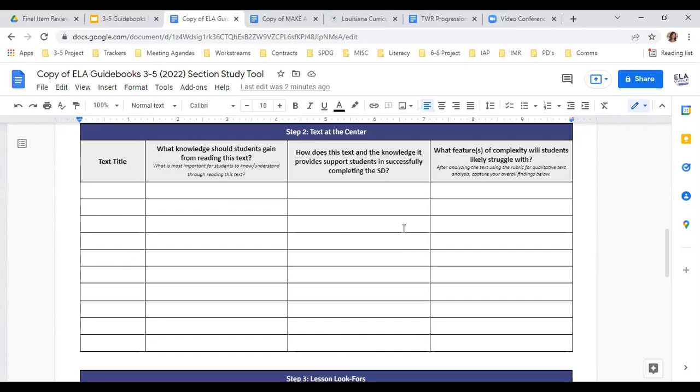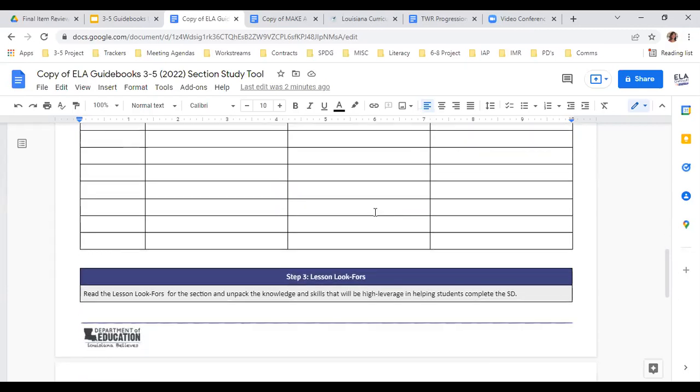The next portion of looking into that section is really digging into the text. Remember that ELA Guidebooks is keeping text at the center, and we want students to access that text as effectively as possible. So teachers take the time to look at the text specific to that section, and they again look at the knowledge that is going to be pulled from that text, and then also identify those additional in-the-moment supports that students may need as they continue to access that text.